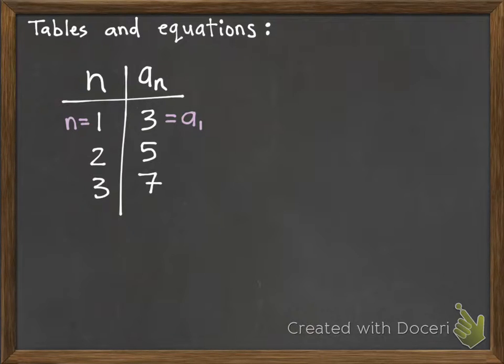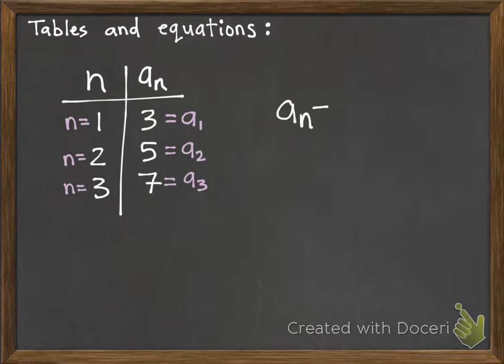So if n equals 1, then a sub 1 is equal to that term, which is 3. If the second number is 5, when n equals 2, a sub 2 equals 5. So the n represents which term, and then a sub 3 would represent that that is the third term. So the third number in the sequence is 7.